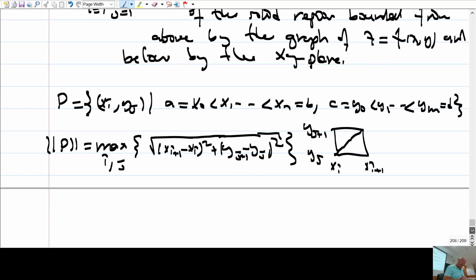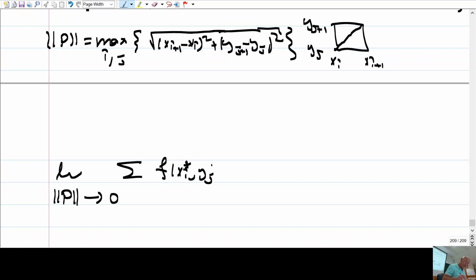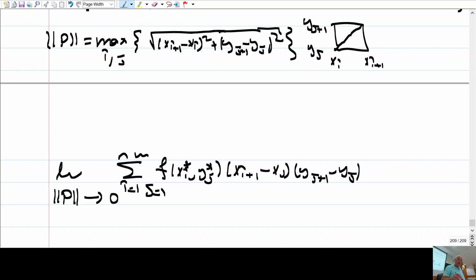Same way. So you just do the following. You take the limit over all these pieces as this length goes to 0 of what? f of (x_i star, y_j star) times (x_{i+1} minus x_i)(y_{j+1} minus y_j), sum over i from 1 up to, let's say, n, j from 1 up to m. Okay. As P goes to 0, of course, both n and m go to infinity, right?